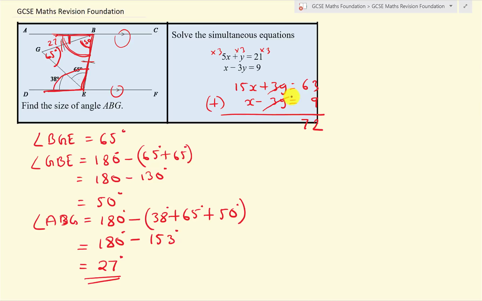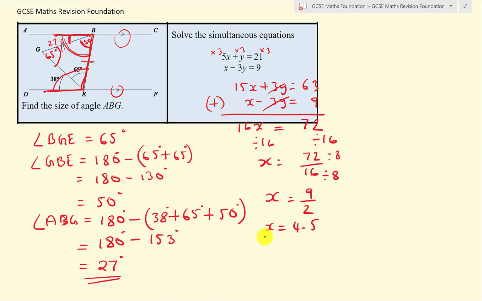3y, take away 3y, cancels out. 15x, add x is 16x. So 16x is equal to 72, divided by 16 both sides. X is equal to 72 over 16. Let's simplify the answer. We can divide top and bottom by 8. That would give us x is equal to 9 over 2. And if you turn it into a decimal, that gives us 4.5.